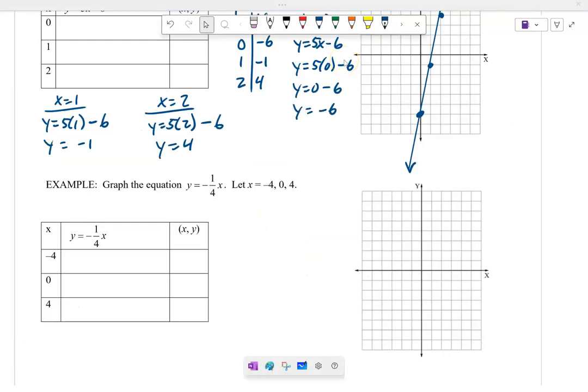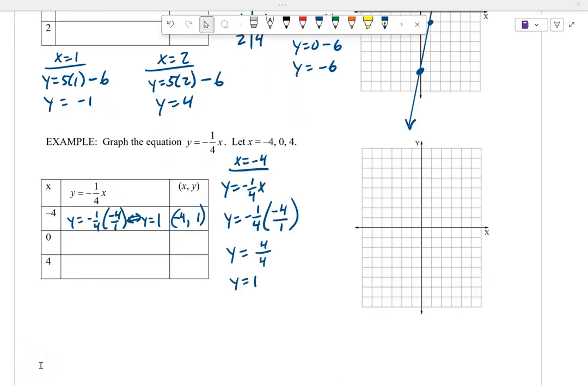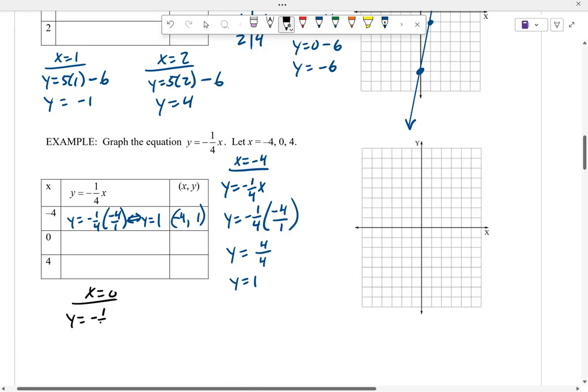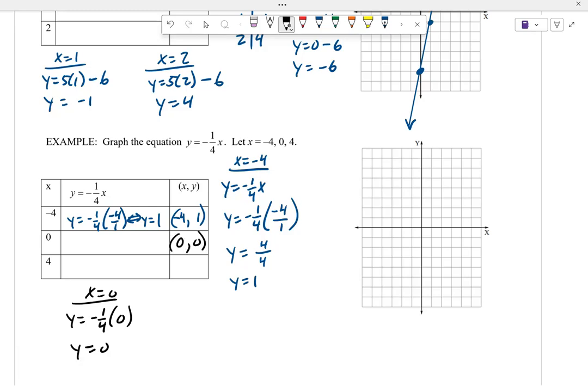Alright guys, this is a good problem if you want to pause the video and make it a you-try-it problem. There it is for the -4. Plug that in. Make sure you multiply your numerators and then multiply your denominators. Simplify that thing. Same thing for the 0. -1/4 times x, which is 0. Anything times 0, of course, is 0. So when we plug 0 in, it spits out an output of 0. So there's our second point.